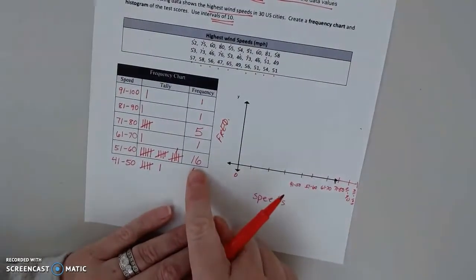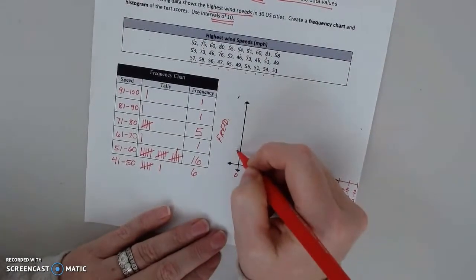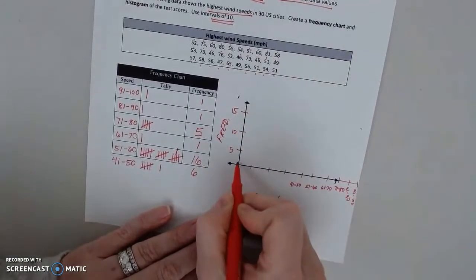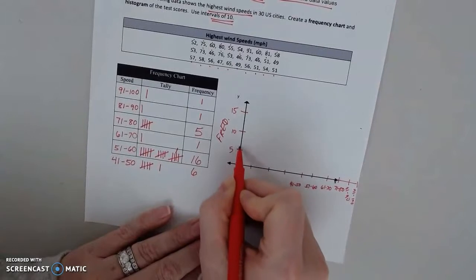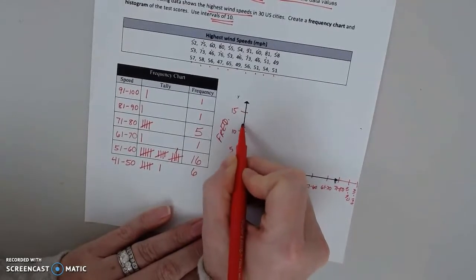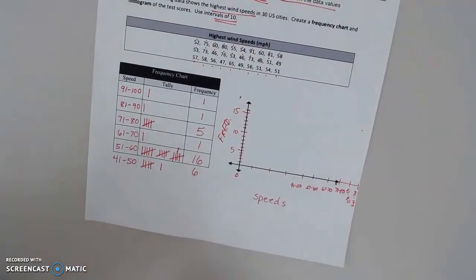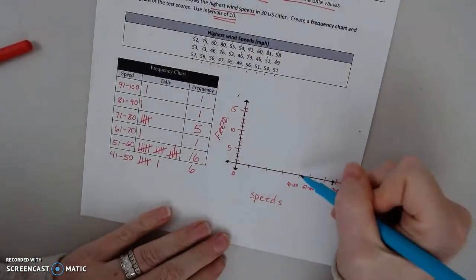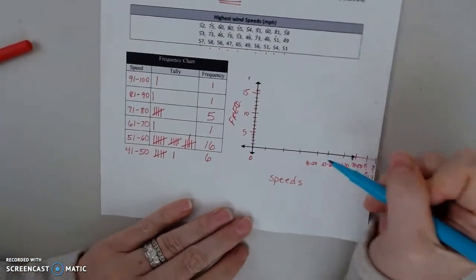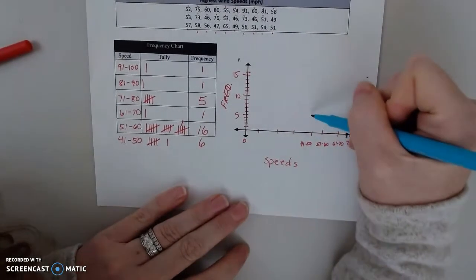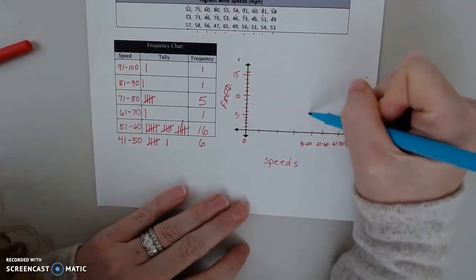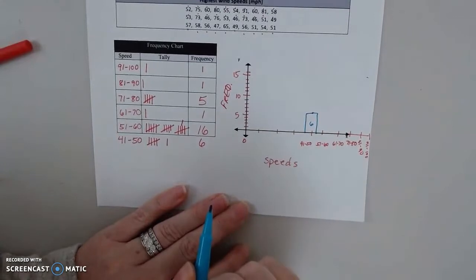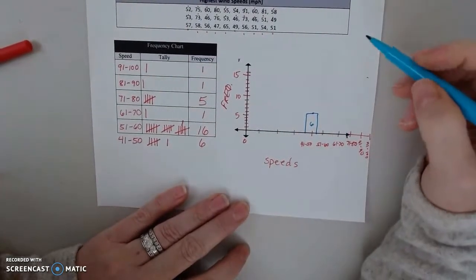So I need to go all the way up to 16. So I'm going to just do, here's 5, 10, 15, and then I can do 1, 2, 3, 4, 1, 2, 3, 4, 1, 2, 3, and try to get those even as well. So 41 to 50 is 6. So I want to go about right here. So we're just going to draw a bar. And I'll put that there just so I know. 51 to 60 is 16.